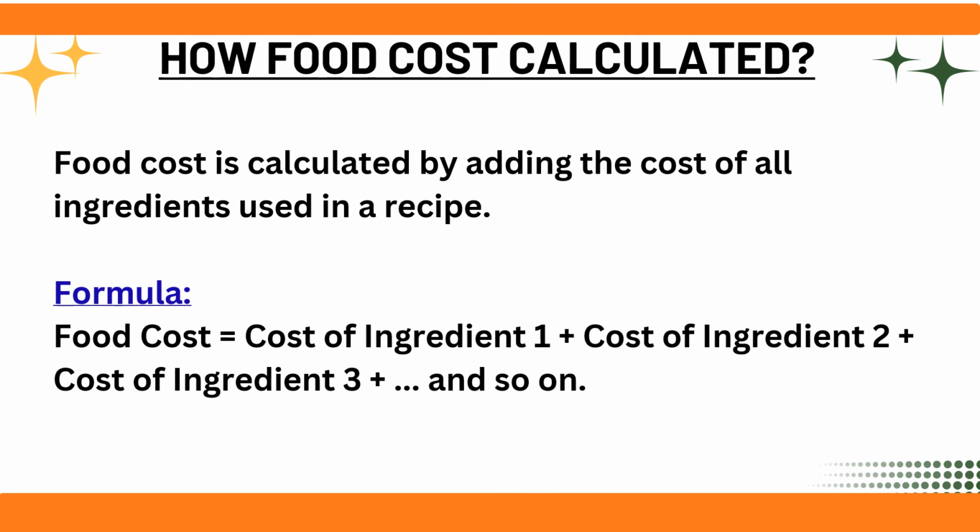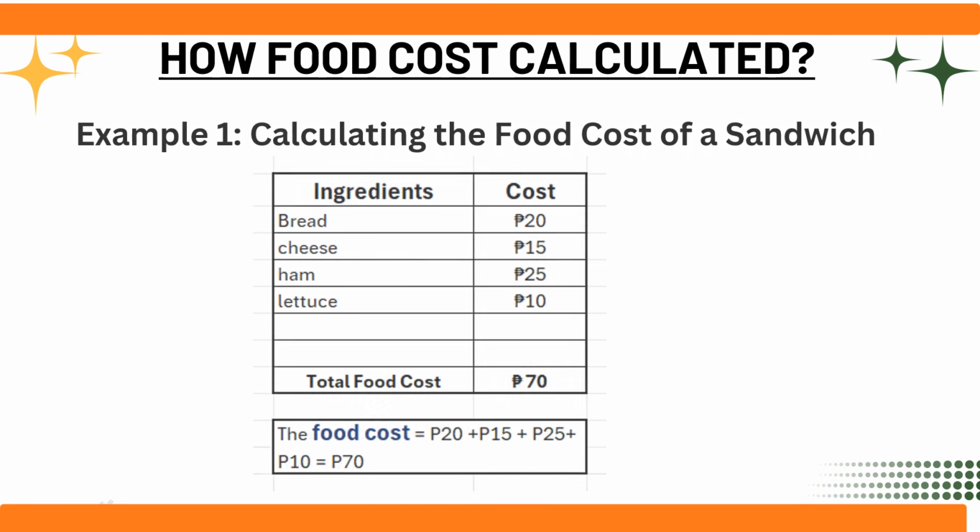Food cost is calculated by adding the cost of all ingredients used in a recipe. Formula: food cost equals cost of ingredient 1 plus cost of ingredient 2 plus cost of ingredient 3, and so on. Here is an example on how to calculate the food cost. Just add all the cost of each ingredient and you will get the food cost.